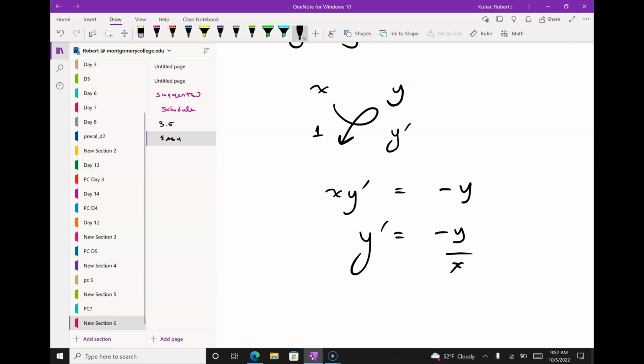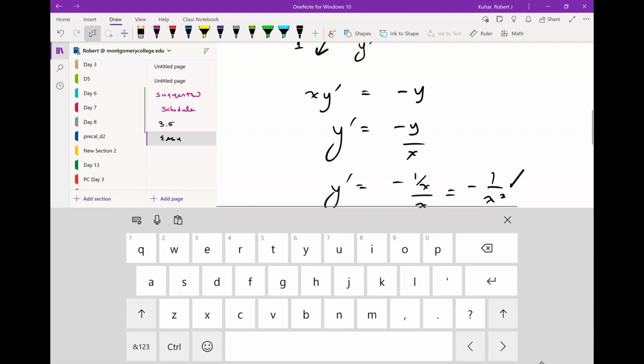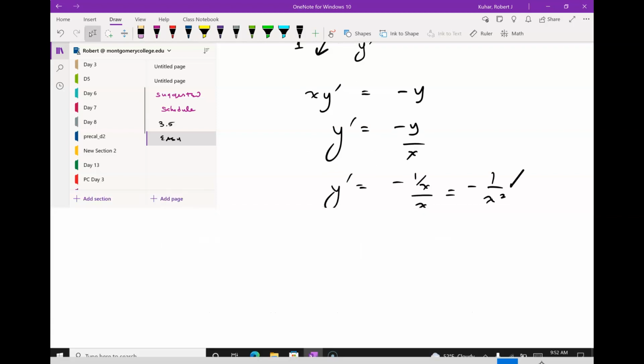But I know what y was. It was 1 over x, right? So y' is the opposite of 1 over x, which of course is the opposite of 1 over x squared. Same answer. Implicitly and explicitly will get me the same result, the same derivatives.